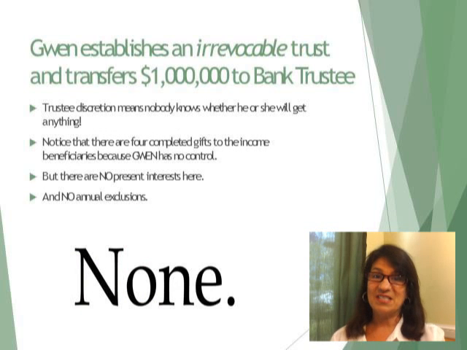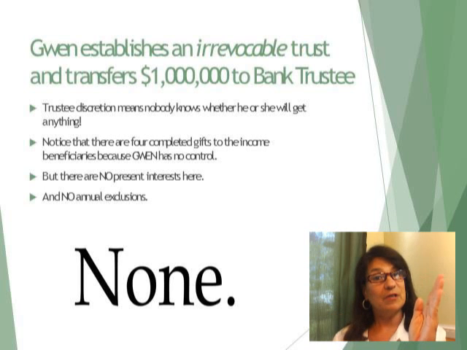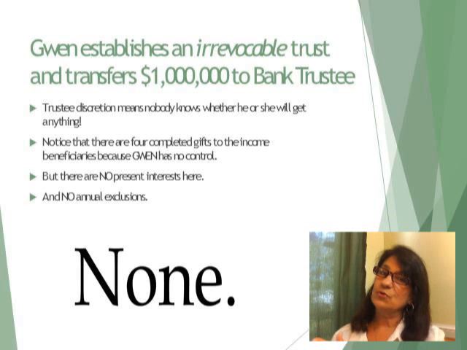Right? Here, that trustee discretion means nobody knows whether he or she will get anything. And even though there are 4 completed gifts, Gwen has no control, but there are no present interests here. So Gwen gets no annual exclusions. Right? Different analysis. Gift, complete, annual exclusion.